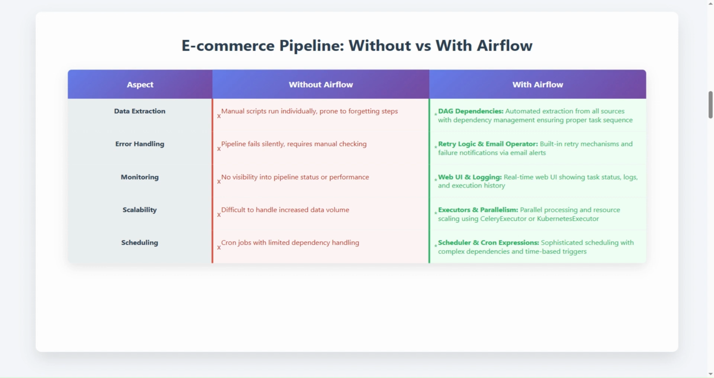complete. For error handling, without Airflow, the pipeline fails silently, requiring manual checking. With Airflow, you have built-in retry mechanisms and failure notifications. This is handled by Airflow's task retry feature and email operators that automatically send alerts when tasks fail.